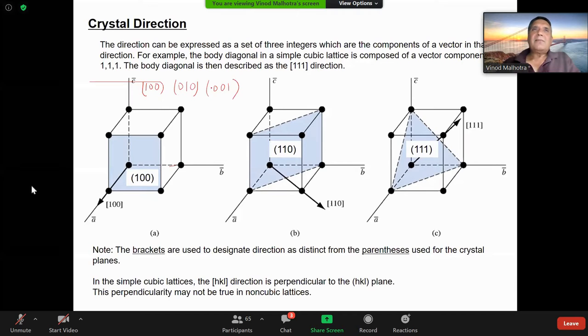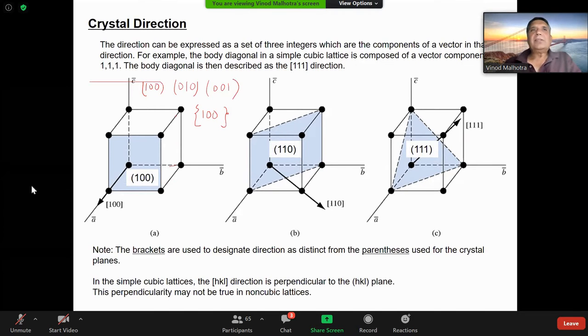Okay, so there's a family of planes. How do we notate a family? This family would use curvilinear bracket. If you say 100 and put it in this, then what we are saying is that we are referring to the family of 100 planes.